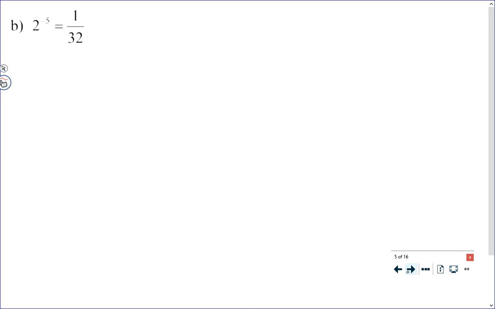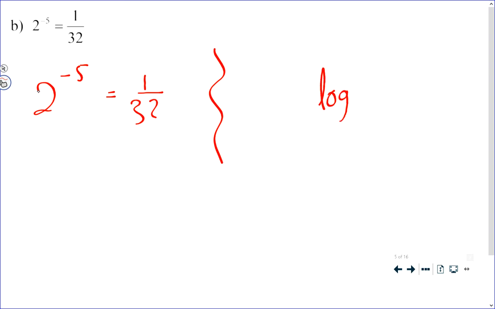If we have 2 raised to the negative 5 is equal to 1 over 32, how do we write this as a logarithm? Well, it's going to be log base 2 of 1/32 equals negative 5. So the base is 2 in both cases.